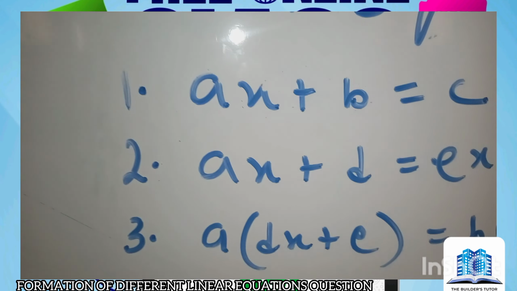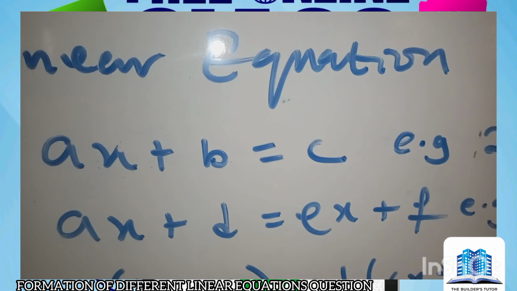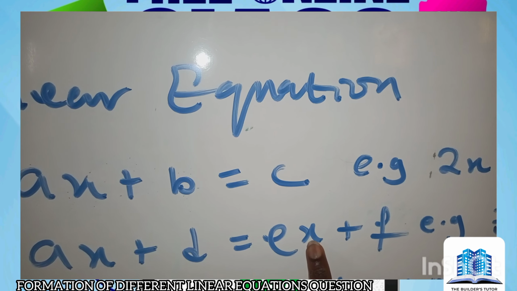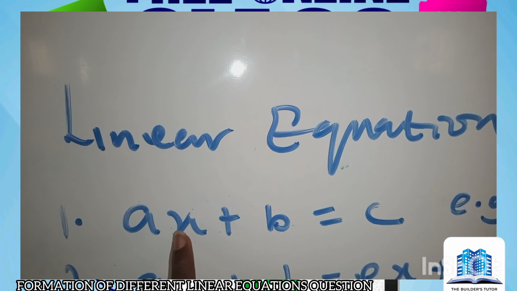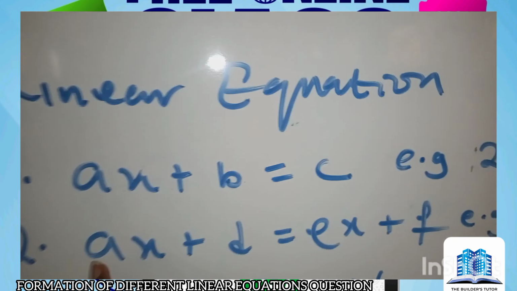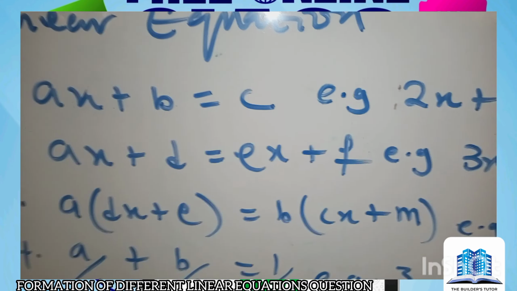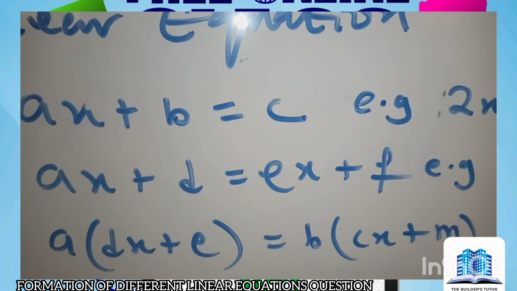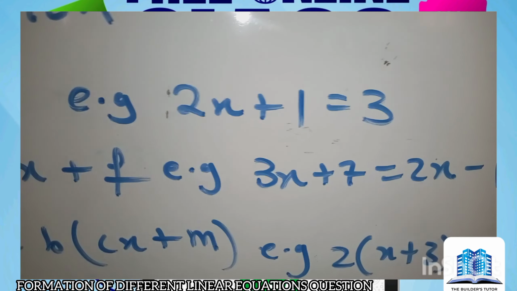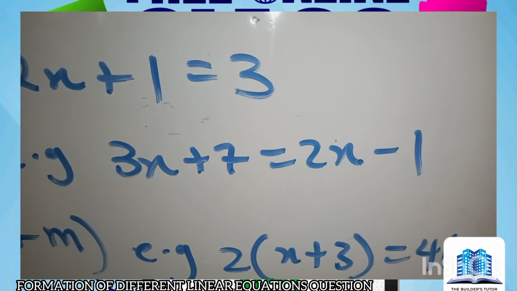The second one is ax plus d equals ex plus f. Now look at something very close to this: we have ax here and we have ex here. Are you there with me? In the first one, the unknown we are looking for is at one part, which is ax. But here, at the left hand side and at the right hand side, we have x. So bringing together the x will give us the solution for the value of x we are looking for. An example is 3x plus 7 equals 2x minus 1.